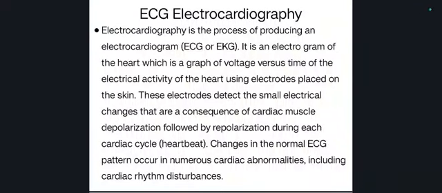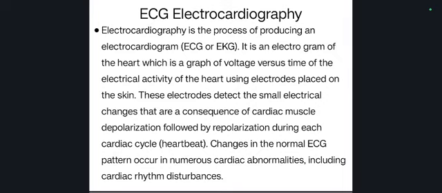Electrocardiography, or ECG. Electrocardiography is the process of producing an electrocardiogram, ECG or EKG. It is a graph of voltage versus time of the electrical activity of the heart using electrodes placed on the skin. These electrodes detect the small electrical changes that are a consequence of cardiac muscle depolarization followed by repolarization during each cardiac cycle. Changes in the normal ECG pattern occur in numerous cardiac abnormalities, including cardiac rhythm disturbance.